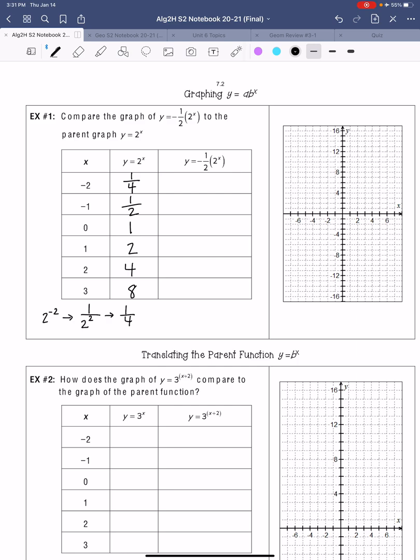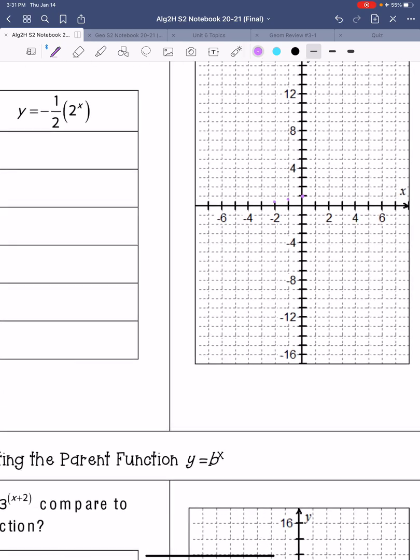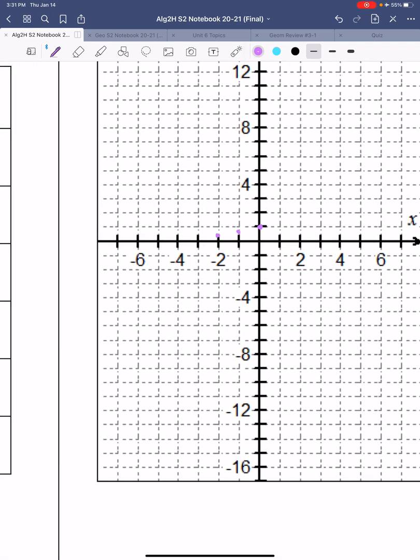All right. Let's go ahead and graph those. I will graph it in purple. So we're just going to plot those points. So at -2, I'm at 1/4, and then 1/2, and then at 1, I'll zoom in for you guys. And then we're at 2, 4, and 8. Okay, so I'm going to connect this with a dotted line, and it is approaching 0. I make that dotted because that's not my final graph. That is just my parent graph.